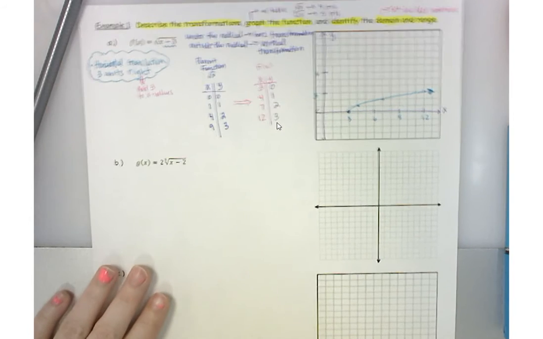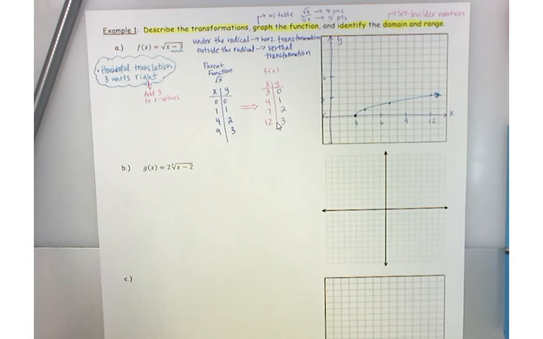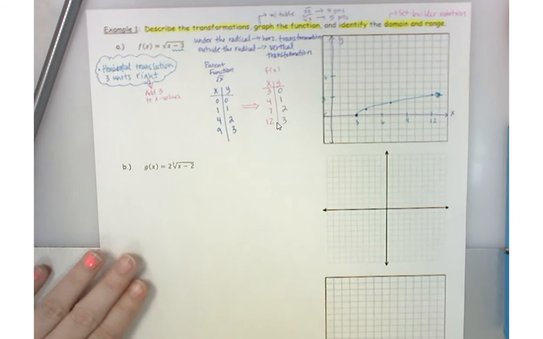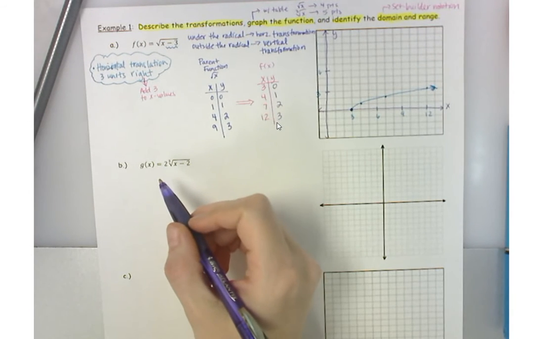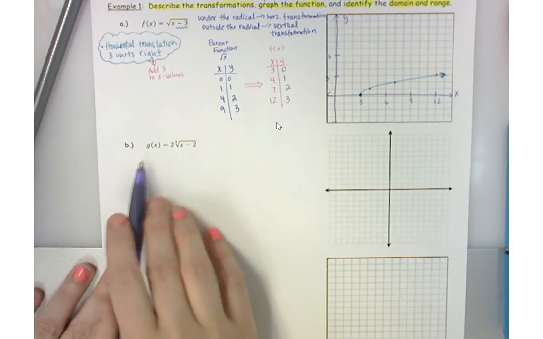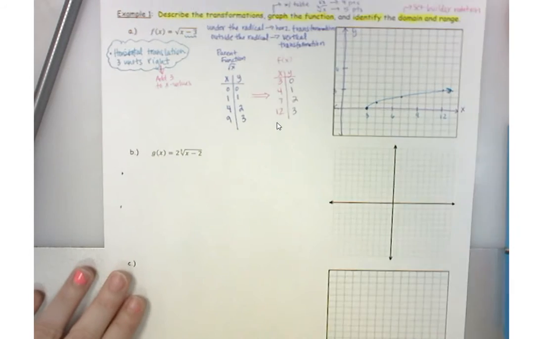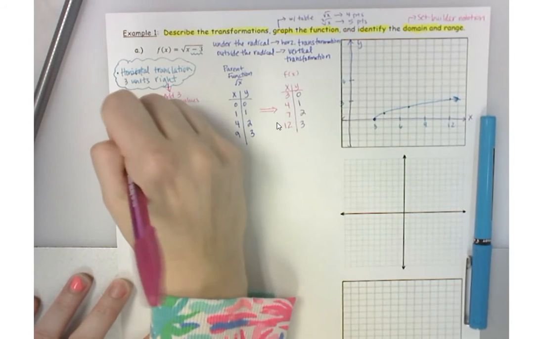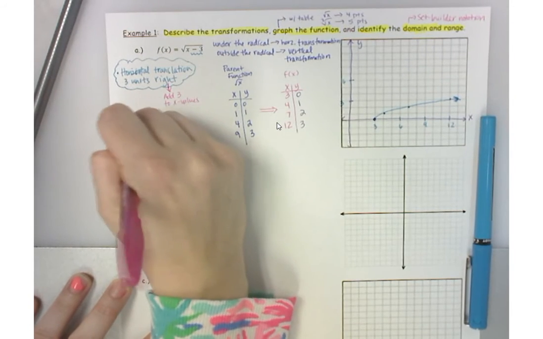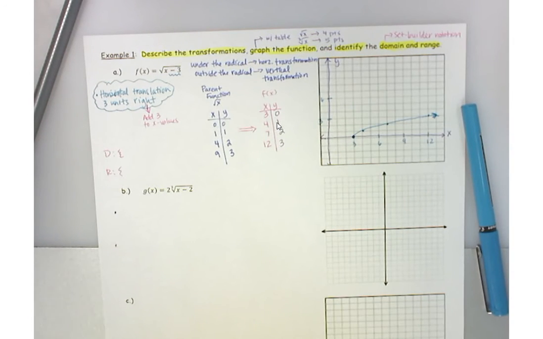All right, so for the domain, we're going to stick to using that the radicand has to be greater than or equal to 0. The radicand is what's underneath the radical. This time, underneath the radical, I have x minus 3 is greater than or equal to 0. So when I add 3 over, I'll have x is greater than or equal to 3, so x such that x is greater than or equal to 3.